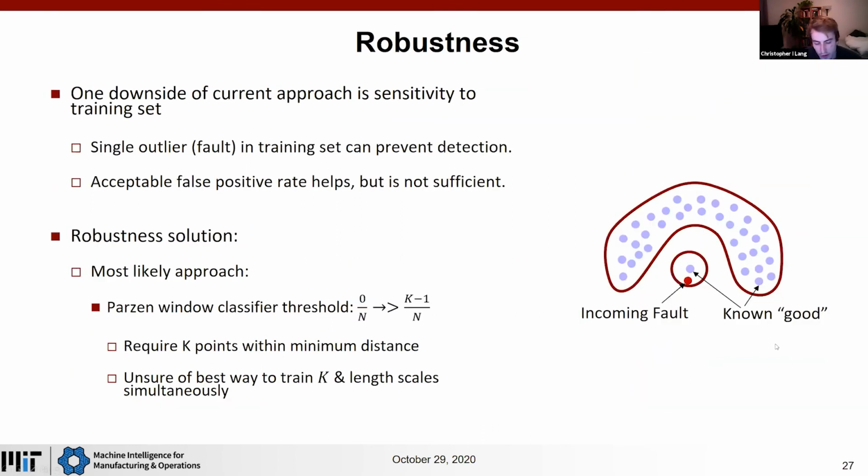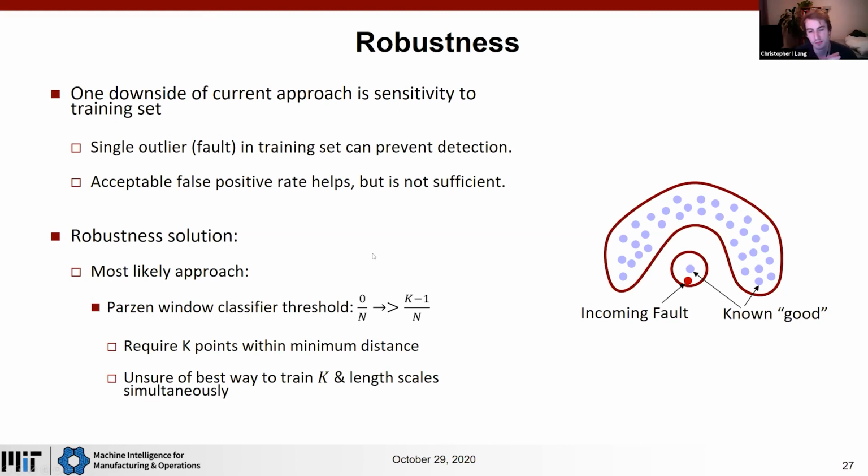Another really important point about this, which is something I'm currently working on, is robustness. I think a big downside is that the current approach is pretty sensitive to the training set. If you end up having a single outlier in the training set, so if a fault happens to sneak in, it can easily prevent detection. Having an acceptable false positive rate helps, but oftentimes it's not sufficient.